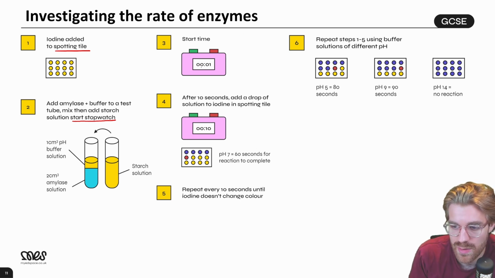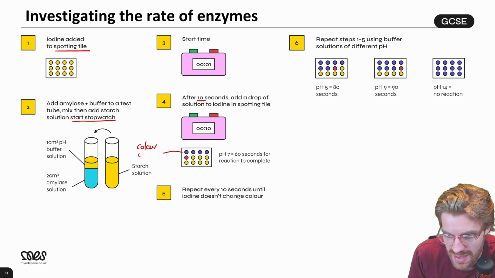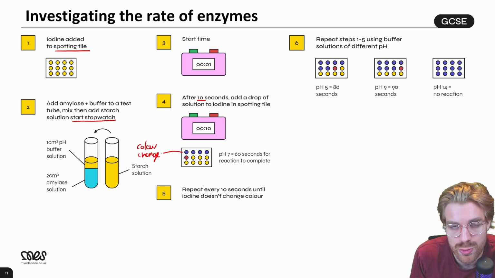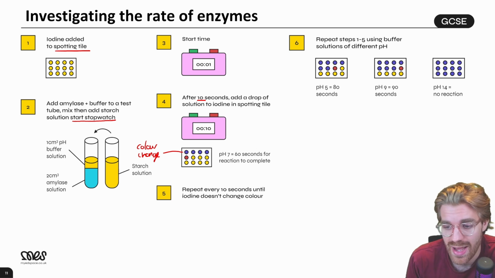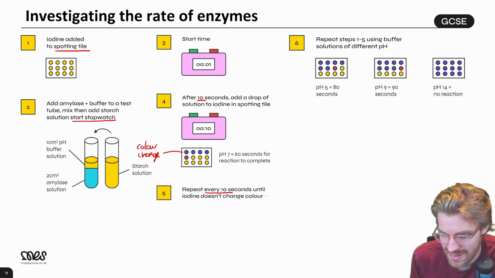We're going to let the time run, and after 10 seconds, I'm going to add a drop of solution to iodine in the spotting tile. And we can see that we've got a color change. It has changed to a blue-black color. And that tells me that after 10 seconds, starch is still present. It hasn't all been broken down. So I'm going to do that after another 10 seconds, and I'm going to repeat every 10 seconds until the iodine doesn't change color.